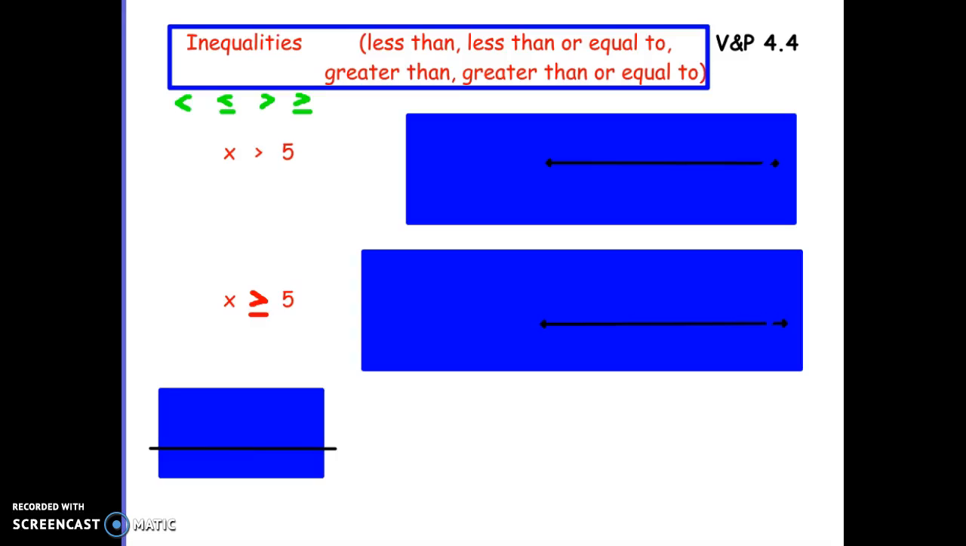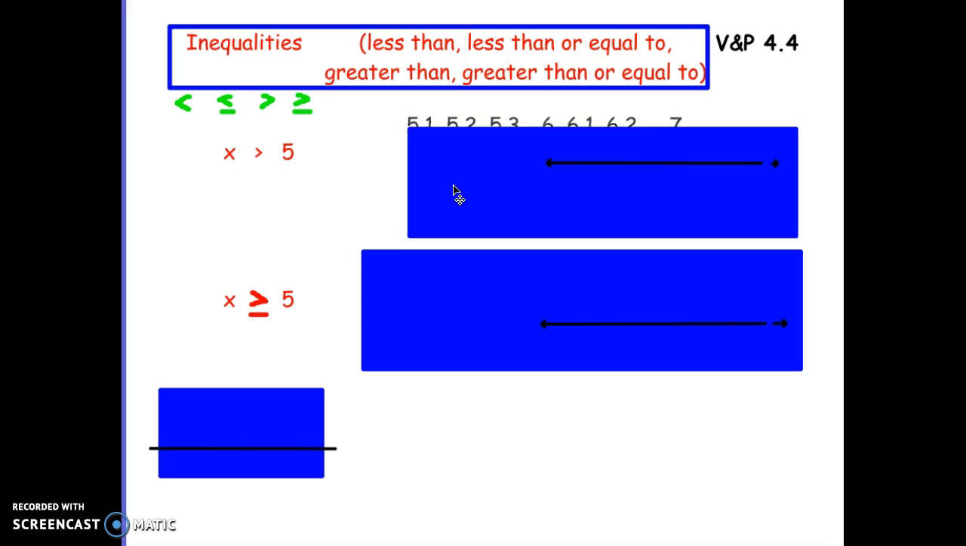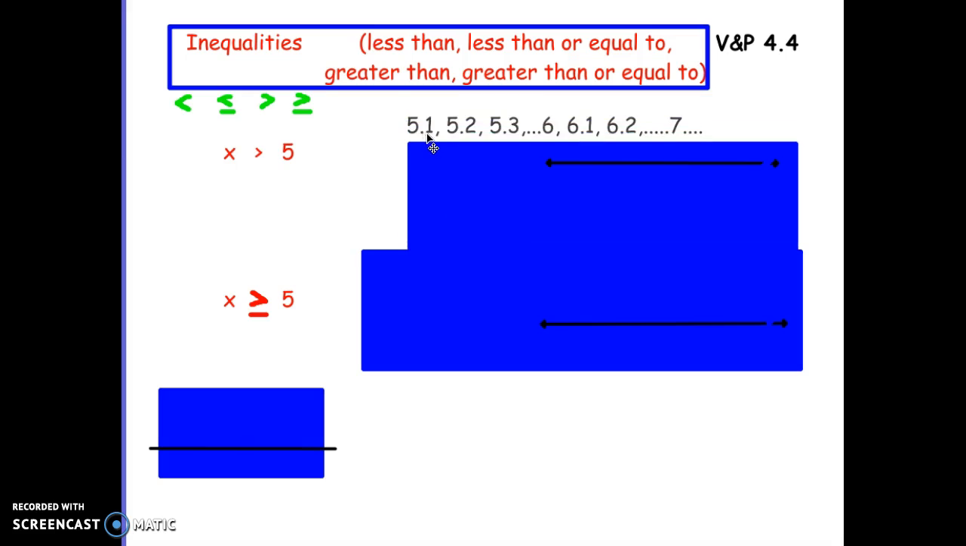Here is a short review of inequalities. That is less than or equal to, greater than, or greater than or equal to. This corresponds to Variables and Patterns Investigation 4. This inequality says x is greater than 5. So that means that x could be 5.1, 5.2, 5.3, 5.31, 5.32, 6, 7, 8, 200.